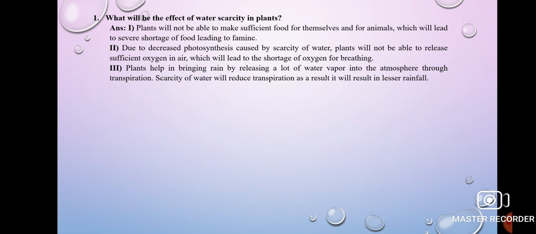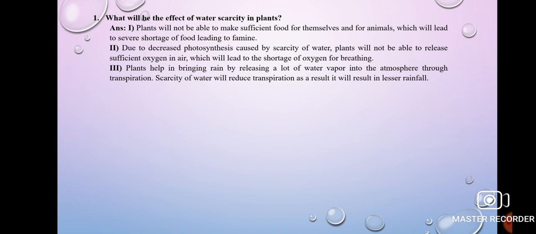Famine means what? Famine means lack of food. Number 2, due to decreased photosynthesis caused by the scarcity of water, plants will not be able to release sufficient oxygen in the air, because oxygen is what? It is a byproduct of photosynthesis. So if there is no photosynthesis, definitely no oxygen in the air. So as a result, there will be shortage of oxygen for breathing.